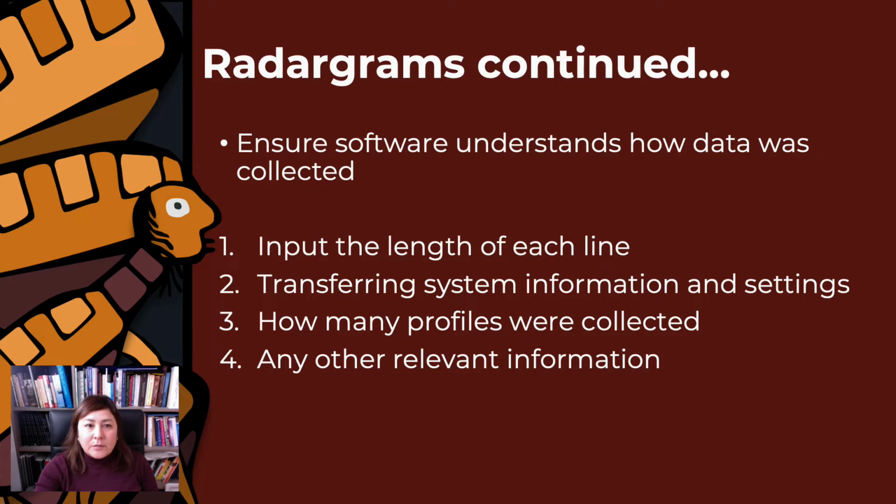Once the data is uploaded to the computer, the second step is to ensure that the software understands how the data was collected. This includes: 1. Inputting the length of each line or transect and where they begin and end. 2. Transferring system information and settings that describe how the data was collected, for example, the density of scans and the depth that was scanned, though this information is often read automatically. 3. How many profiles were collected. And 4. Any other relevant grid or survey information.